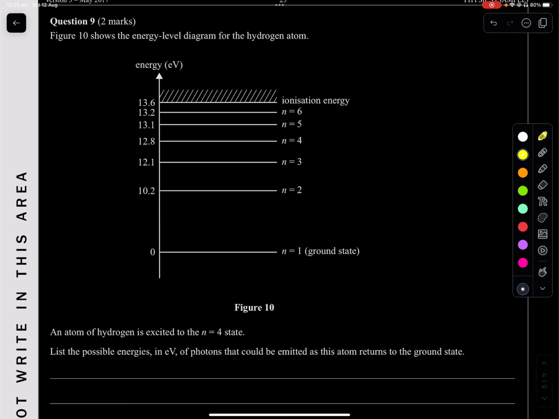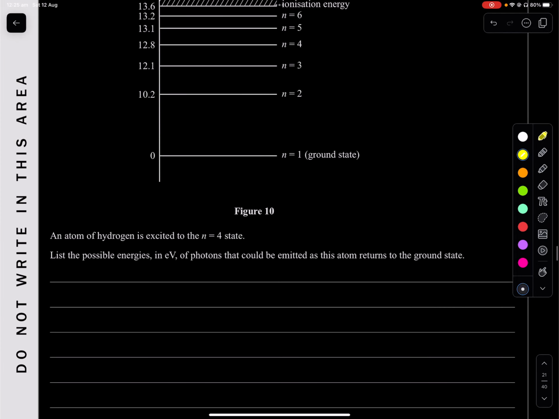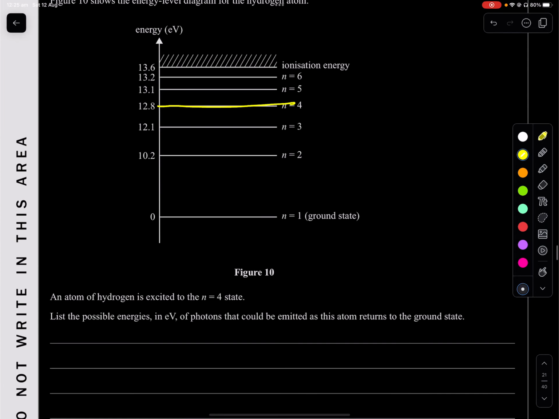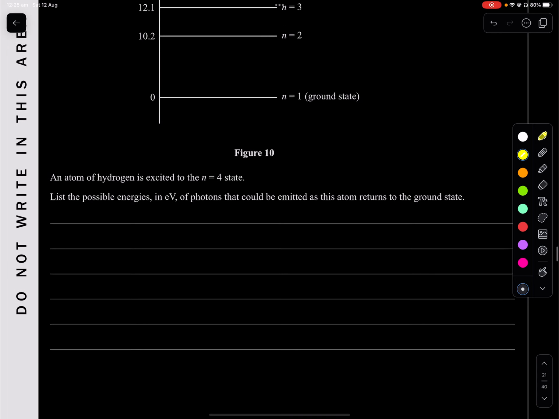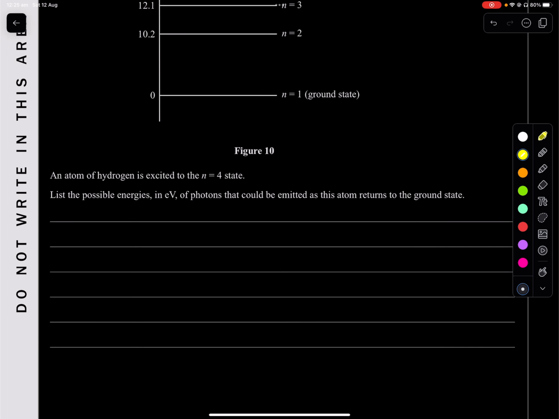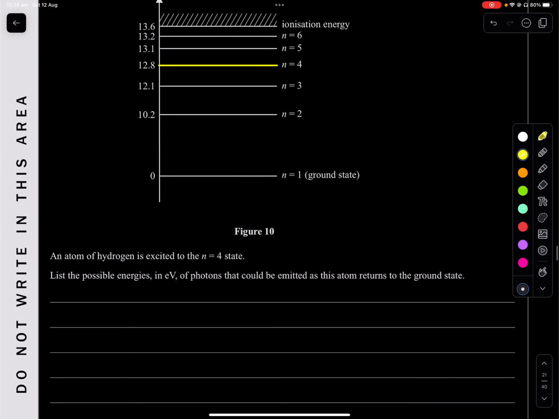Figure 10 shows the energy level diagram for a hydrogen atom. An atom of hydrogen is excited to n equals 4. This value over here. List the possible energies in electronvolts of photons that could be emitted as the atom returns to the ground state. So what can we know?